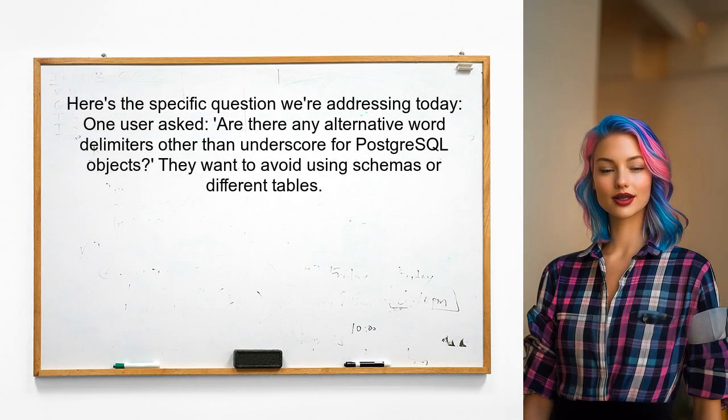Here's the specific question we're addressing today. One user asked if there are any alternative word delimiters other than the underscore for PostgreSQL objects. They want to avoid using schemas or different tables and are looking for a normal ASCII character that isn't alphanumeric.